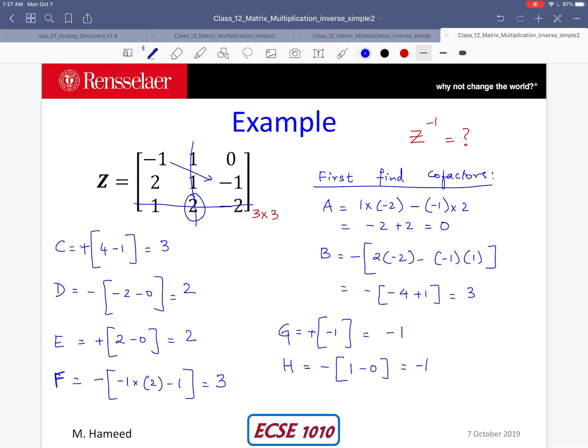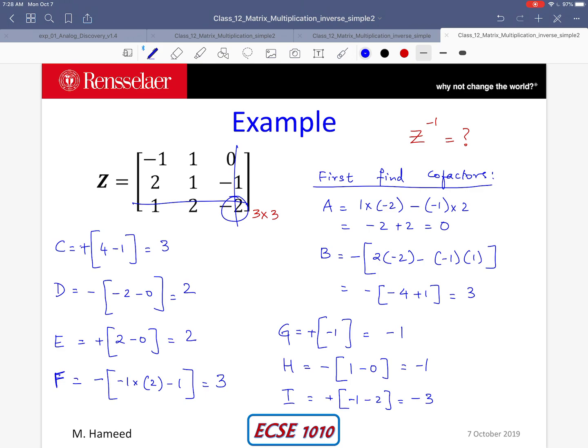And then the last one, I, is for that element, hide, hide, positive negative 1, negative 2, so that should be negative 3. Alright, I hope you find it easy now to find the cofactors, and let's go to the next step.